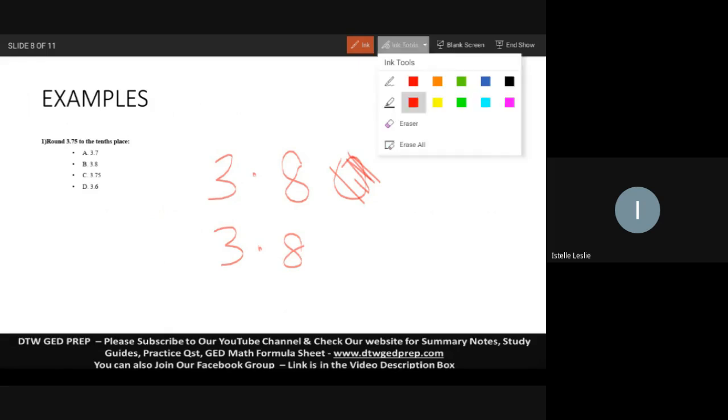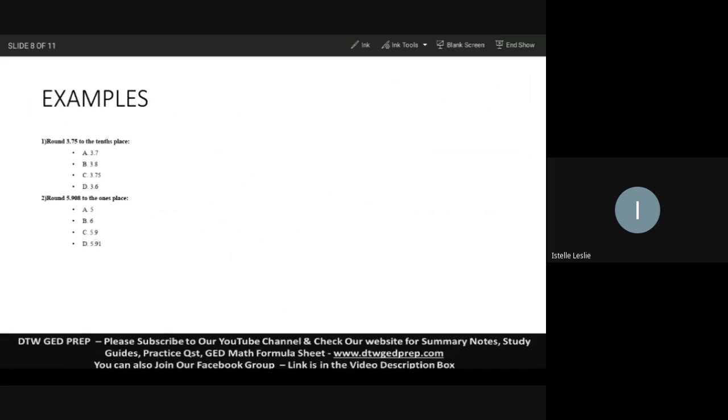Okay, thank you. So the next one. It says round this to the ones place. The same way, if we write that clearly, we have 5.908 to the ones place. What digit is in the ones place?